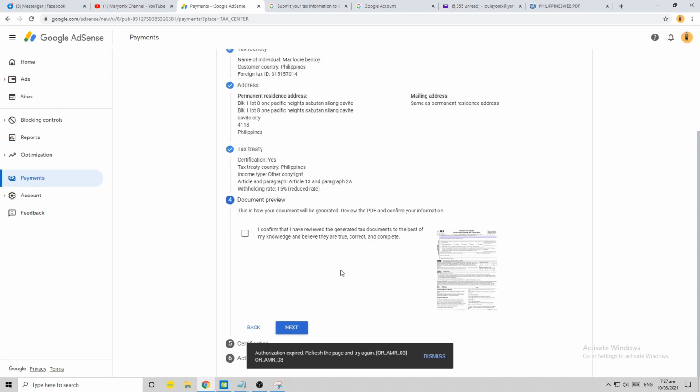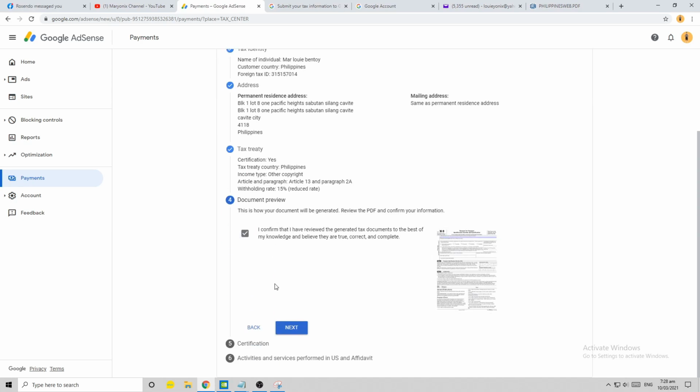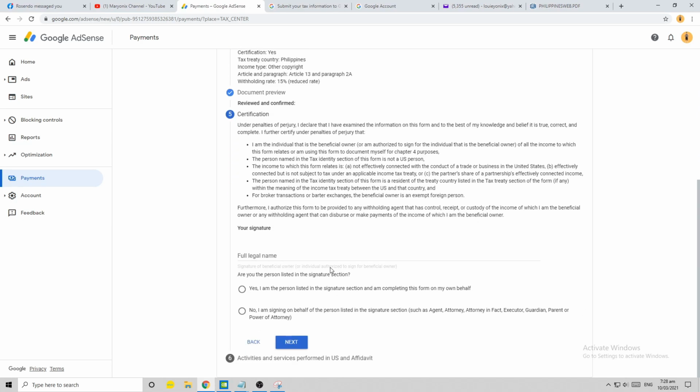I confirm that I reviewed the generated tax documents to the best of my knowledge and I believe they are true, correct, and complete. So the last step, guys, is that the last step? This is the 4th step, document preview. So maybe we can preview this or not. So just hit confirm that you acknowledge and reviewed the generated tax documents. So just click on next.